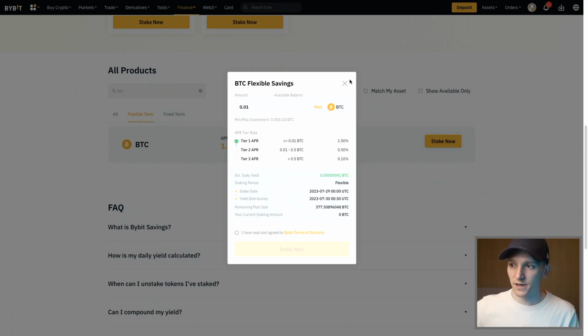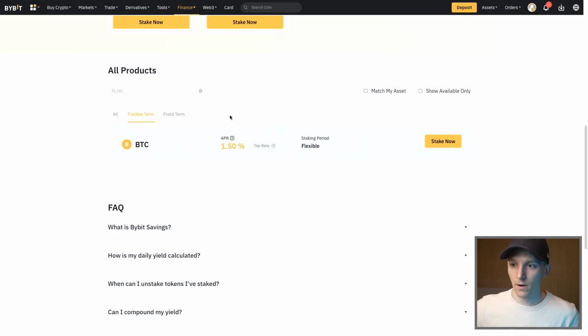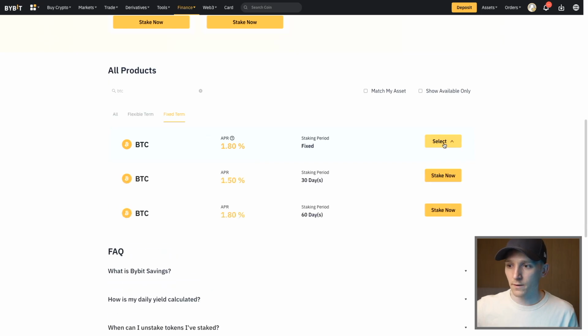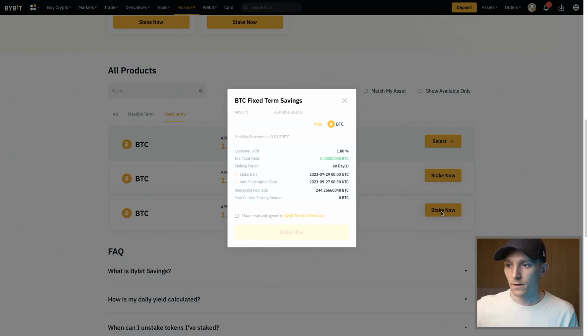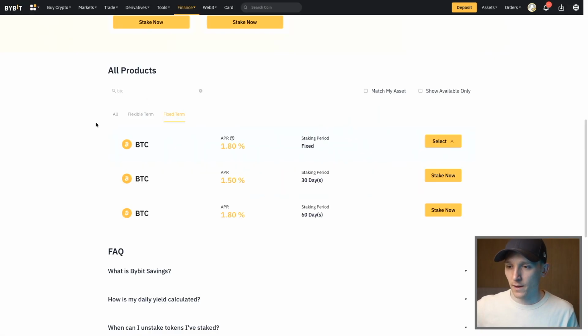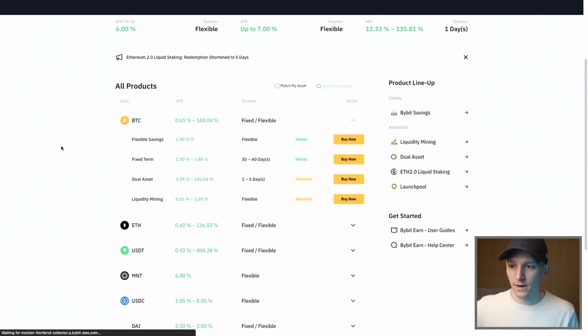Now that APY can change over time dependent on supply and demand as well. You can choose fixed term, so that's 1.8%, also dependent on how much you're investing. So either 30 days or 60 days, stake now. You can choose that and the amount of BTC that you actually want to invest for that time. Estimated APR 1.8% for 60 days. After 60 days, that will come back out of the savings product, and then you can obviously reinvest if the product is still there. So what you're doing is actually lending some Bitcoin to other traders on the platform.